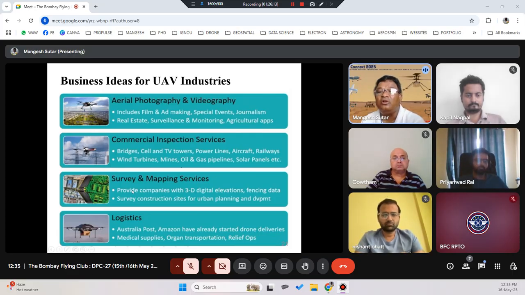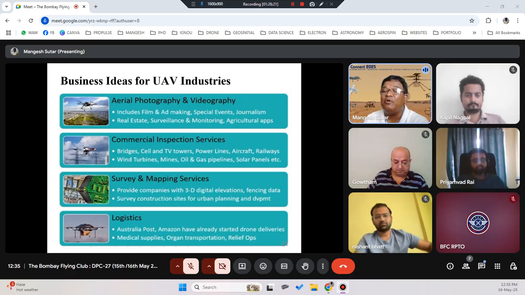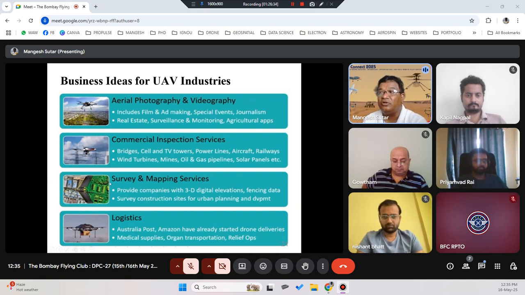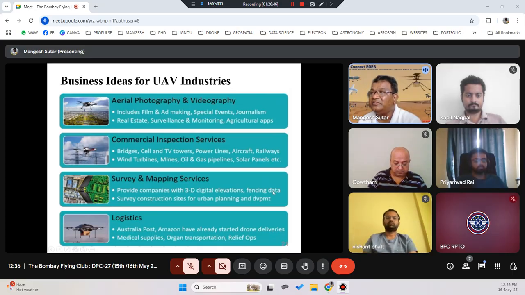Survey and mapping. Land mapping is one of the biggest areas which is going to utilize drones. The government is making sure that a policy will come in which will make it mandatory that all your land mapping has to happen through drones. No manual mapping going forward. So every time you will require a drone person or surveying and mapping services to be available. Yesterday I got a call from a company that wanted a survey mapping done in the Alibag region. So you can provide companies with 3D digital elevation, fencing data, and survey construction sites for urban planning and development.